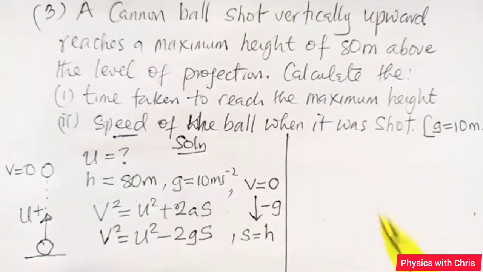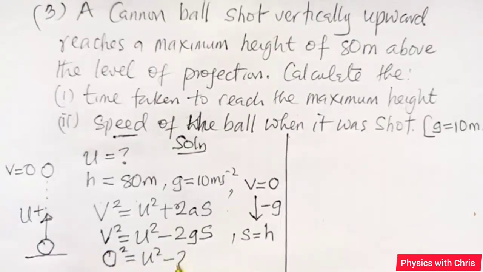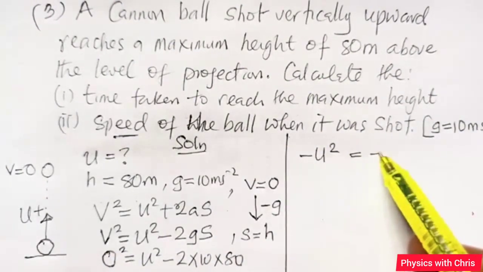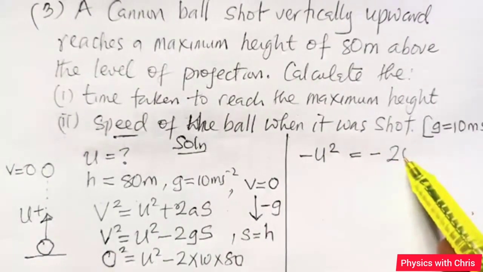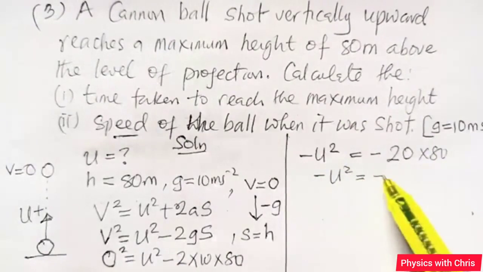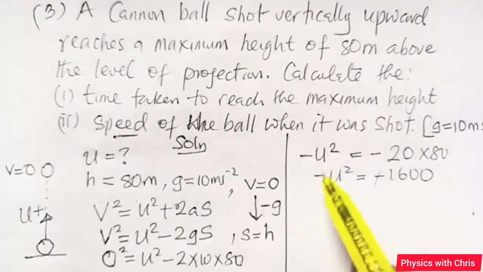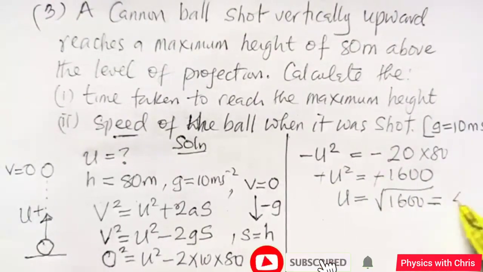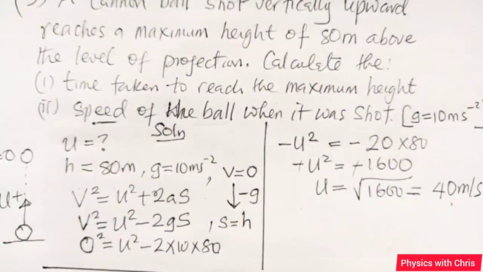So making my substitution, I have my v squared is 0 at maximum height. That is 0 squared equals u squared minus 2 times 10 times 80. By the time I take my u squared to the other side of the equation, it gives me minus 20 times 80. That gives me minus u squared is equal to minus 1600. So negative cancels negative, my u equals square root of 1600. That gives me 40 meters per second. That gives the initial speed of projection of the cannonball.